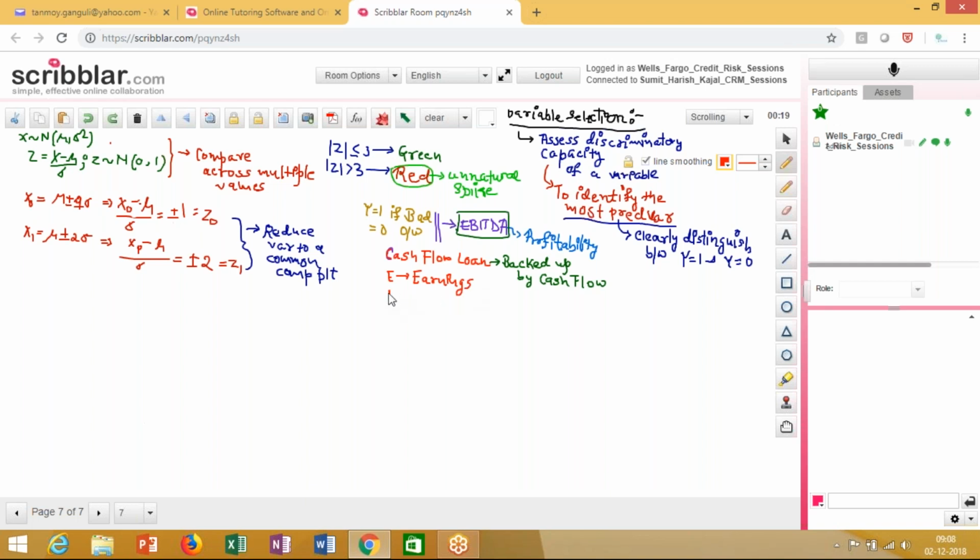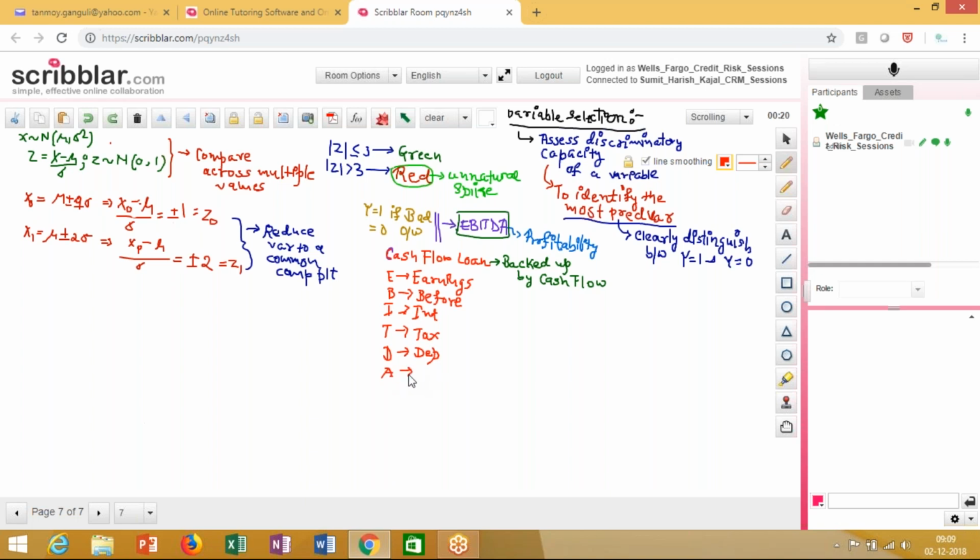Earnings. B stands for before. Before interest, tax. D is depreciation, and A stands for amortization.